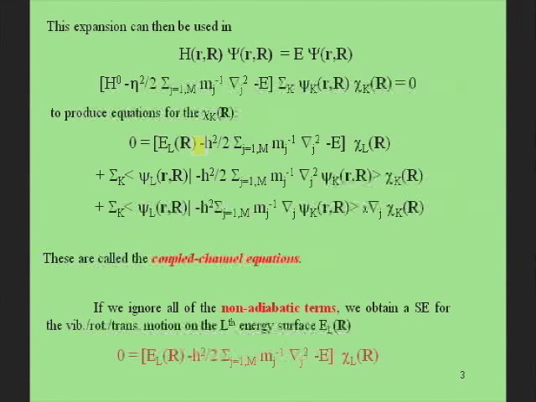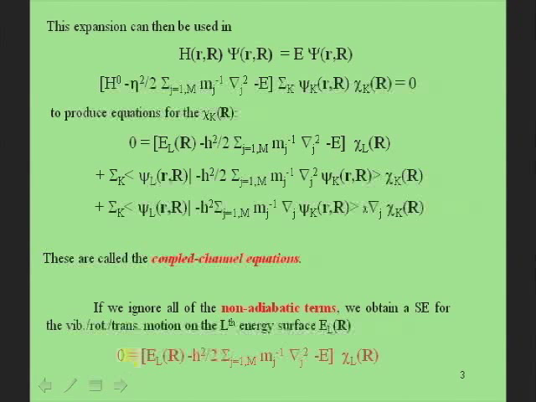So often, because the mass of the nuclei is much larger than the mass of the electrons, people say, oh, let's ignore these 2 non-adiabatic coupling terms. Now we'll come back and say when you can't ignore them in a minute. But just for a moment, suppose you could ignore them. So this equation would then read 0 equals EL of R minus the kinetic energy operator for the nuclei moving minus E times chi L of R.